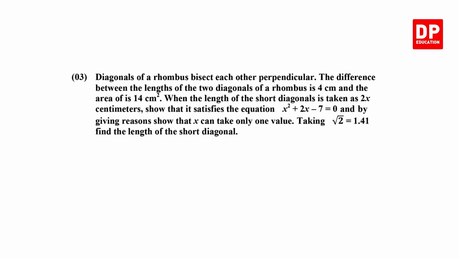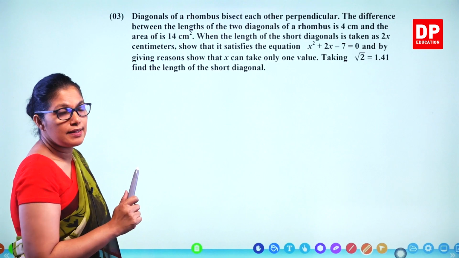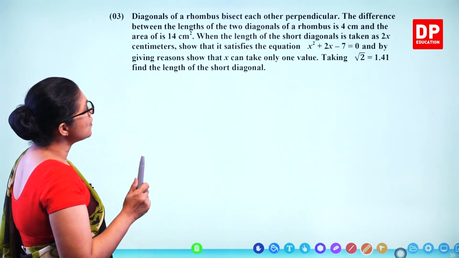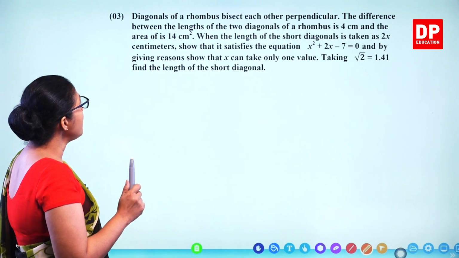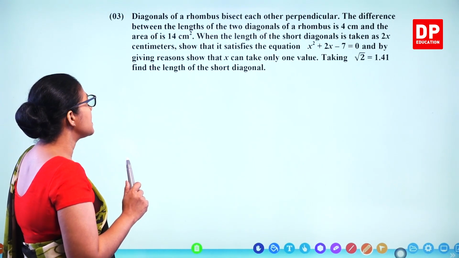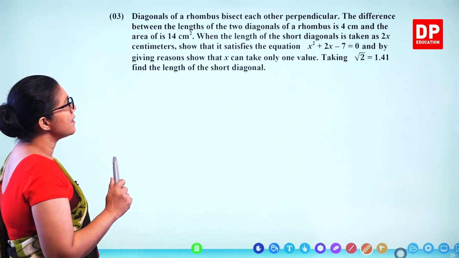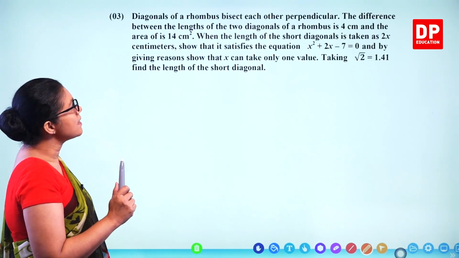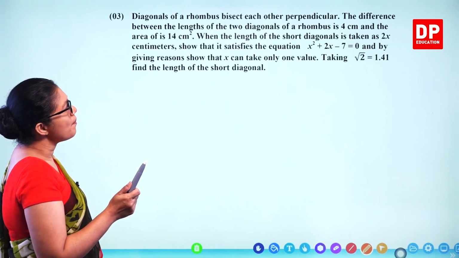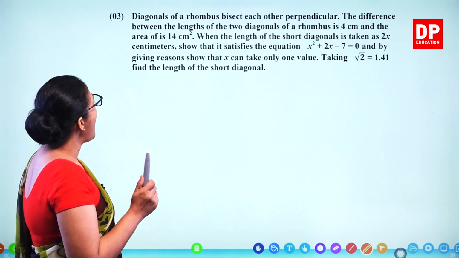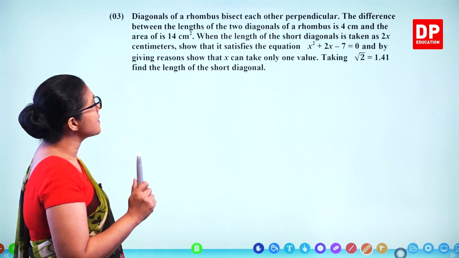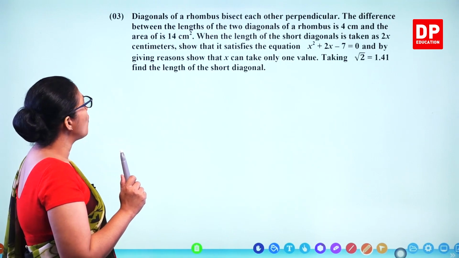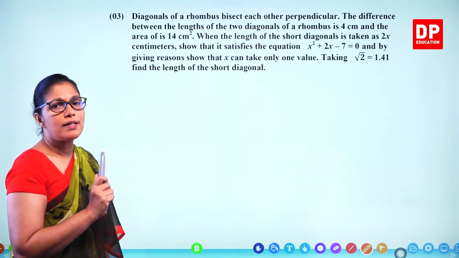Diagonals of a rhombus bisect each other perpendicularly. The difference between the lengths of the two diagonals of a rhombus is 4 centimeters and the area is 14 square centimeters. When the length of the short diagonal is taken as 2x centimeters, show that it satisfies the equation x squared plus 2x minus 7, and by giving reasons show that x can take only one value. Taking root 2 as 1.41, find the length of the short diagonal.